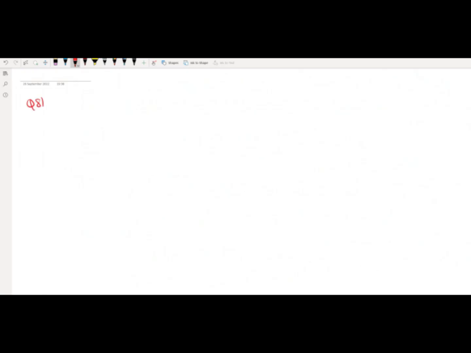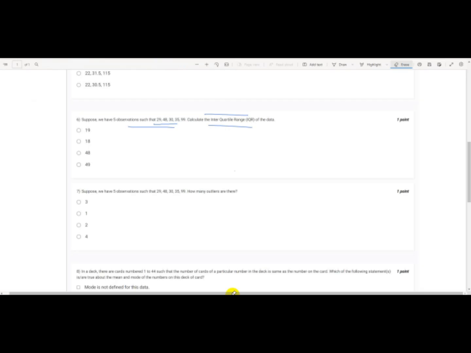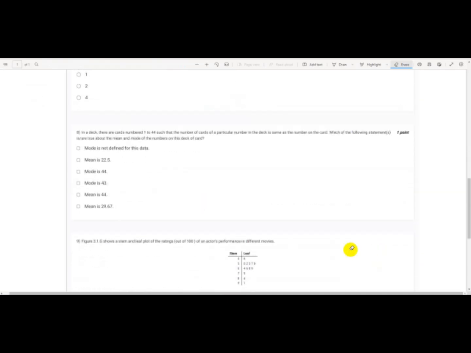What is given in question number 8? Let's check it out. In question number 8, we are asked, in a deck of cards, there are 44 cards here. There are some criteria: the number of times a particular number appears in the deck is the same as the number on the card. Wow, this is very fantastic. That implies if the card number is 1, it has a frequency of 1. If the card number is 2, it has a frequency of 2. Similarly, if the card number is n, it is repeated n times.